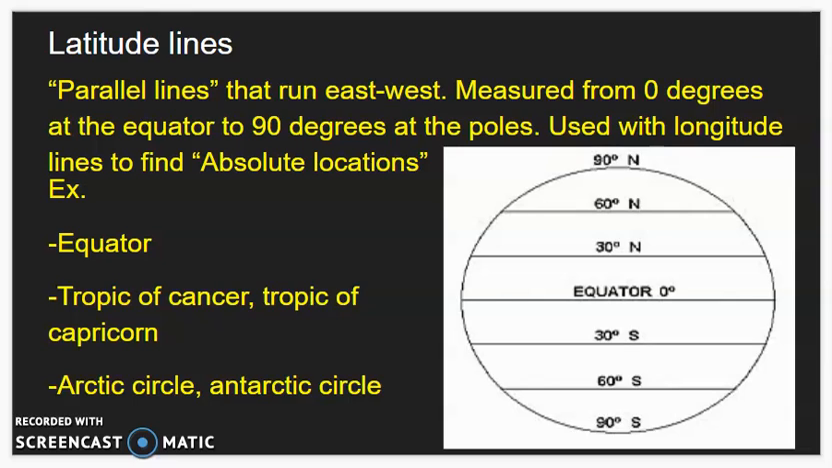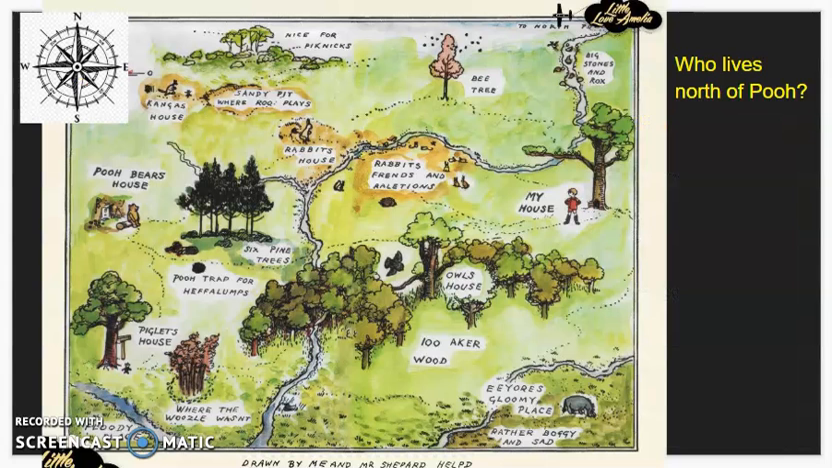The next type of, actually, you know what? Let me go back. Using this compass rose, let's look at this map of the 100-acre woods. If we were to ask the question, okay, who lives north of Pooh? We'd have to first identify Pooh. We have to have that frame of reference. Here's Pooh. Who lives north of him? So north, I know that is going to have to be going up. Okay, so I'm going to look up, and the closest one is going to be Kanga.